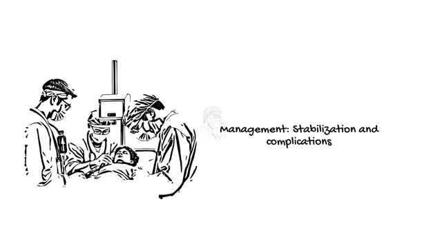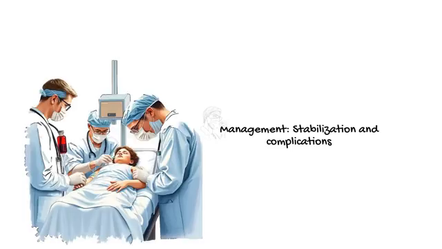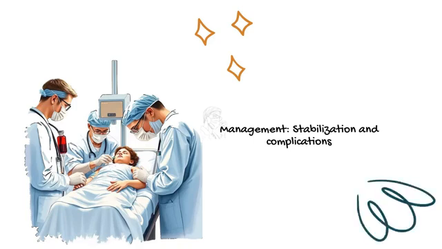Let's move to management. First, stabilize the patient. Treat complications of marrow failure with blood and platelet transfusions, and treat infections aggressively with antibiotics. Tumor lysis prevention is very important. Hydrate the patient well and give allopurinol or rasburicase for hyperuricemia. Central venous access is often required.